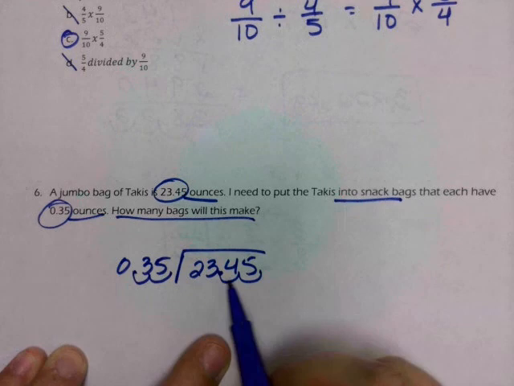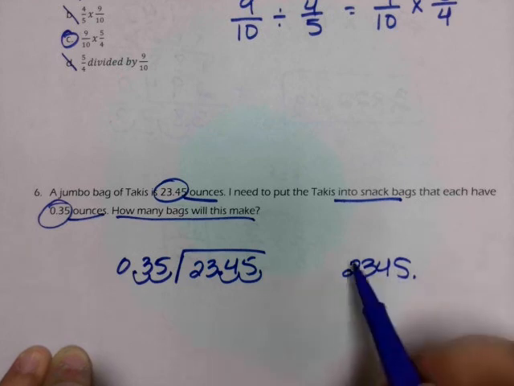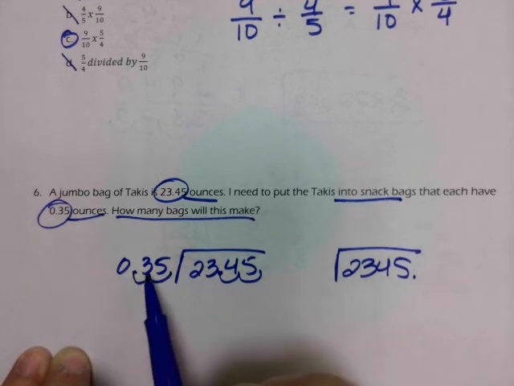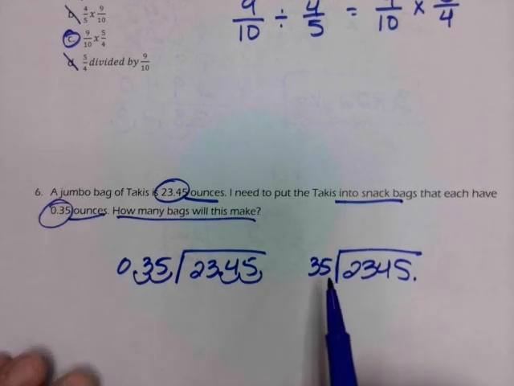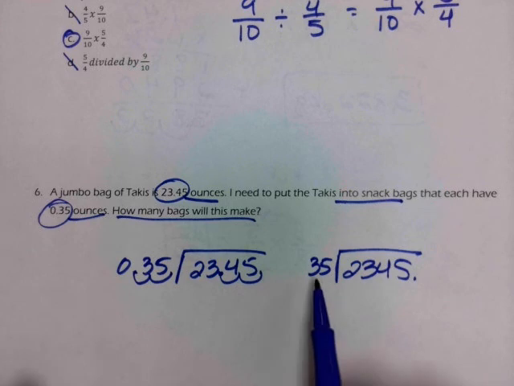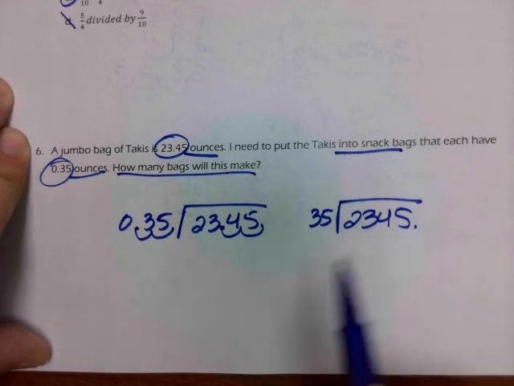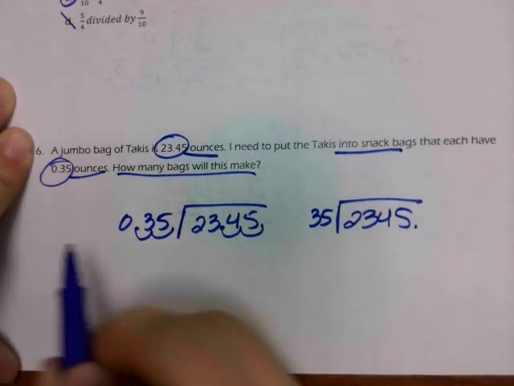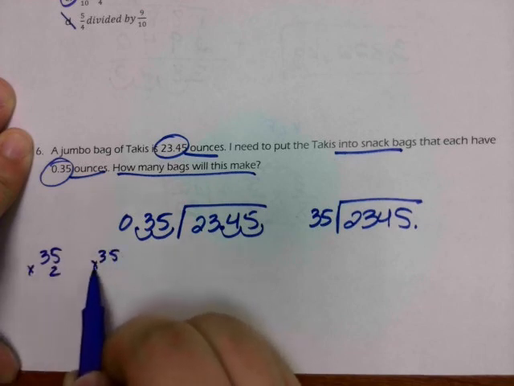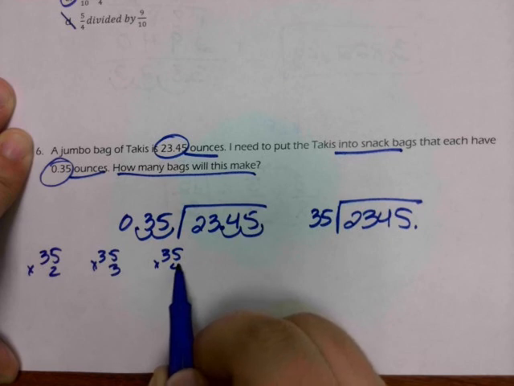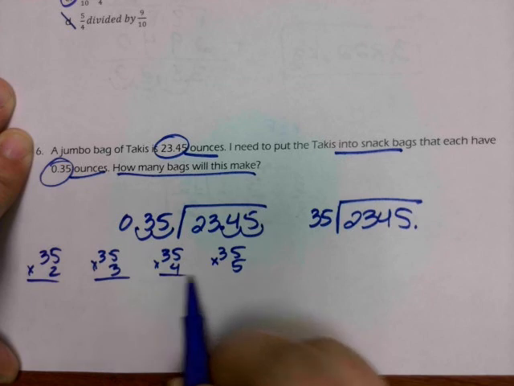So now this decimal moved to the very end. We have 23.45. I'm going to put the decimal just in case I need it. And now I'm not dividing by this decimal anymore. I'm dividing by 35. Now, one thing I do suggest here, anytime you have a division problem where you don't know the multiples very easily, go over to the side and do a couple of multiples so you have those to work with. I know 35 times 1. Okay, let's do 35 times 2, 35 times 3, 35 times 4, and 35 times 5, and let's see if that does me any good to start off.